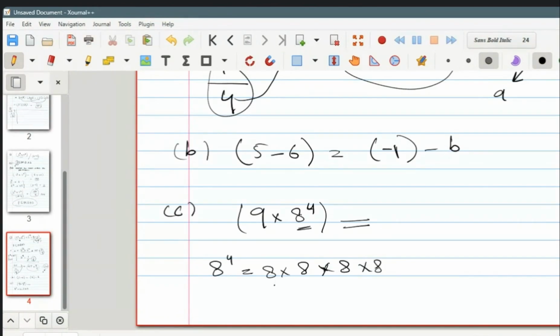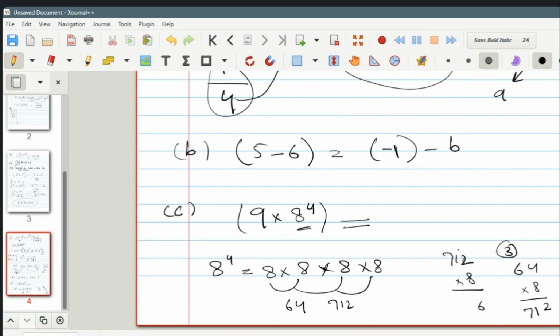8 multiplied by 8 is 64, and 64 multiplied by 8 is what? We can check it. 8 multiplied by 4 is 32, 3 carry, and 8 multiplied by 6 is 48, and 48 plus 3 is 51. It is 512, and 512 again multiplied with 8. Let us multiply 512 with 8. So 8 multiplied by 2 is 16, 1 carry.